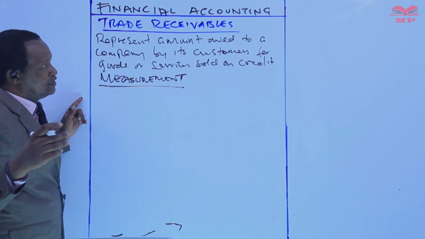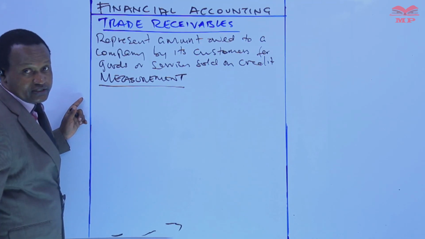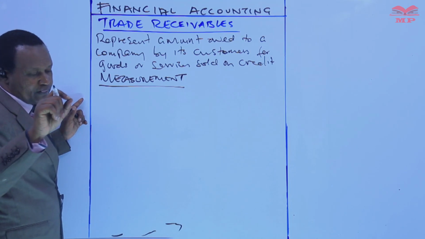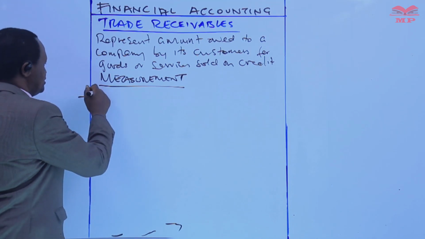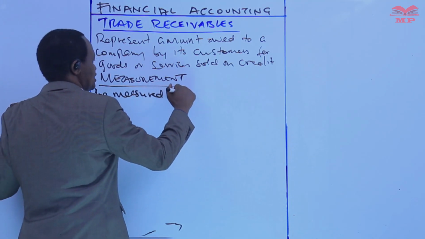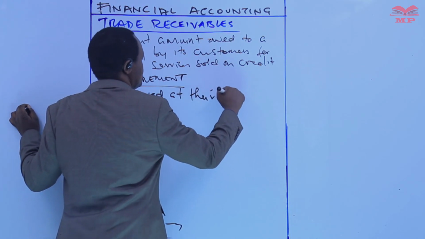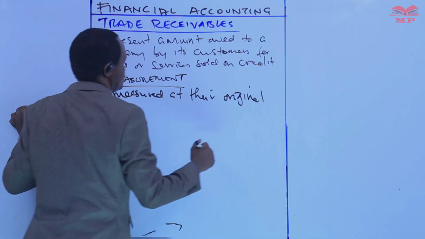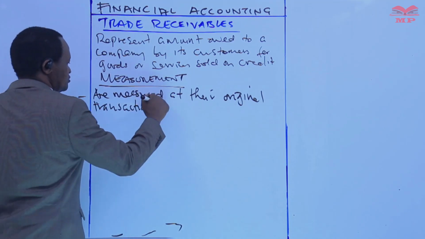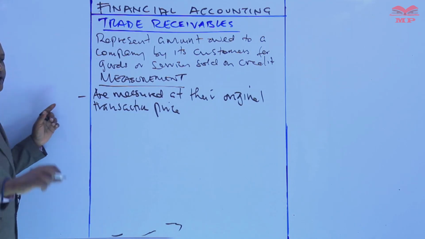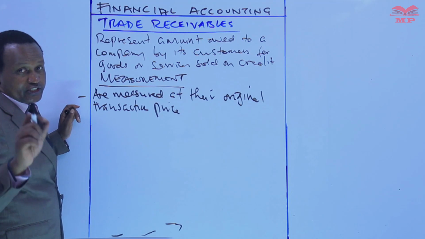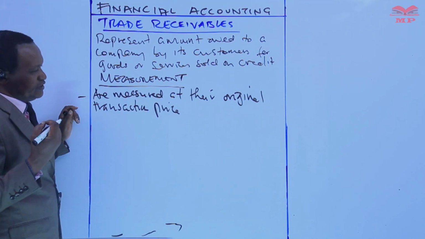Under International Financial Reporting Standards number 9, trade receivables are typically measured at their original transaction price. The invoice price, which is the amount of consideration expected to be received.